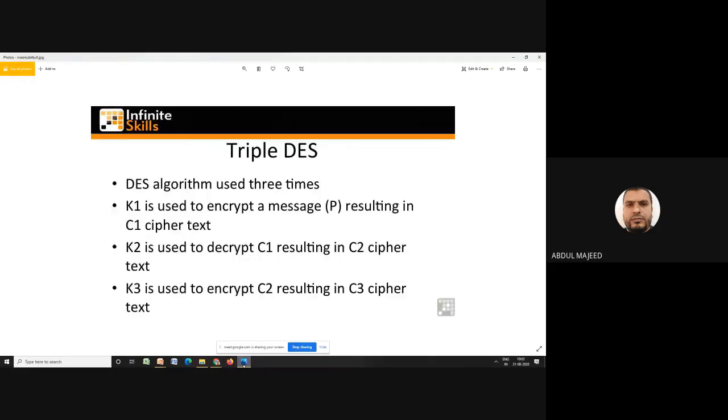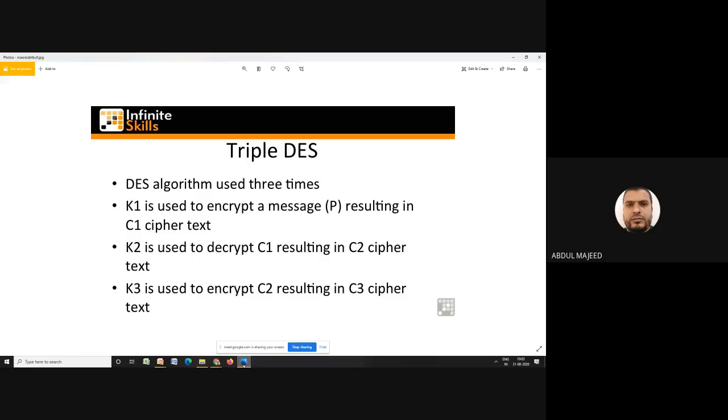Okay. So in this DES algorithm, we use three keys. K1 is used to encrypt the message P, resulting in some ciphertext C1, and K2 is used to decrypt that C1, resulting in C2 ciphertext. Why are we using C1 and C2? Decryption does not mean you always get the same ciphertext. If the key value is changing, you will get a different ciphertext.